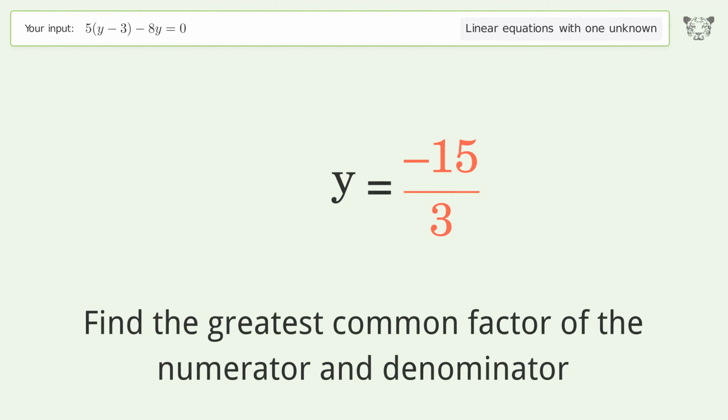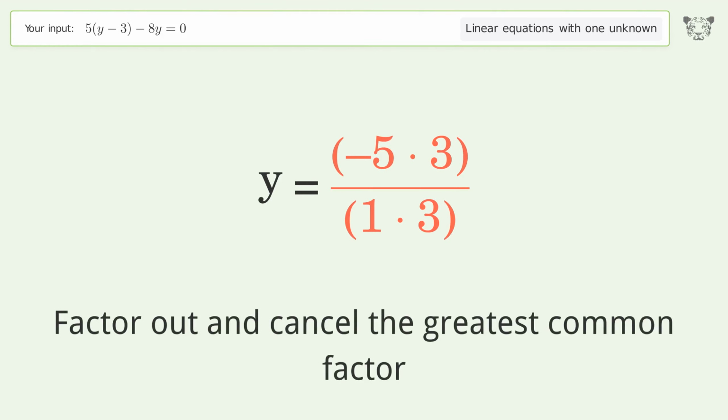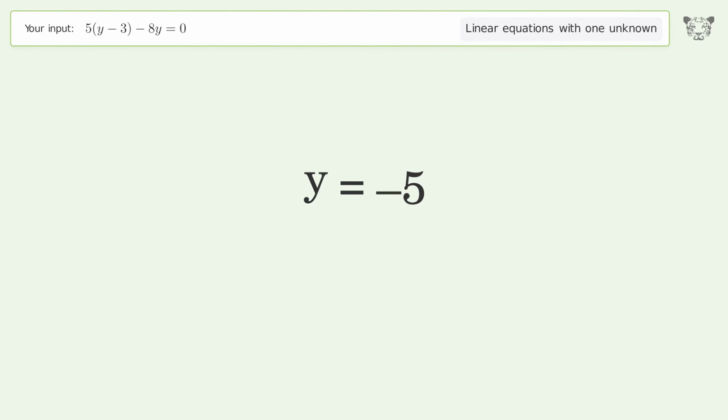Find the greatest common factor of the numerator and denominator. Factor out and cancel the greatest common factor. And so the final result is y equals -5.